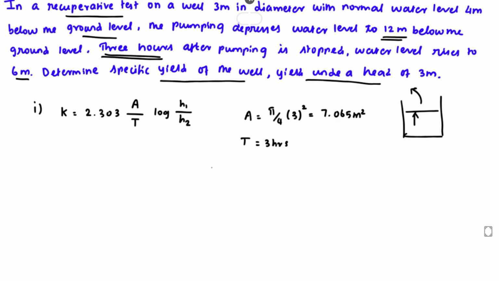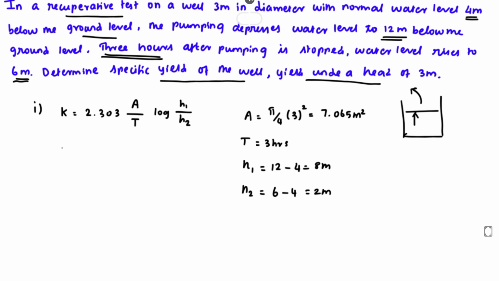Next thing is H1, the initial head. H1 equal to 12 meter minus 4 meter, that is equal to 8 meter. Why? Because the water level is 12 meter below the ground surface minus the normal water level of 4 meter. Next, H2 is 6 meter minus 4 meter, that is equal to 2 meter, because after stopping of pumping, the water level rises up to 6 meter and the normal level is 4 meter. Okay, so now we got the 2 meter.